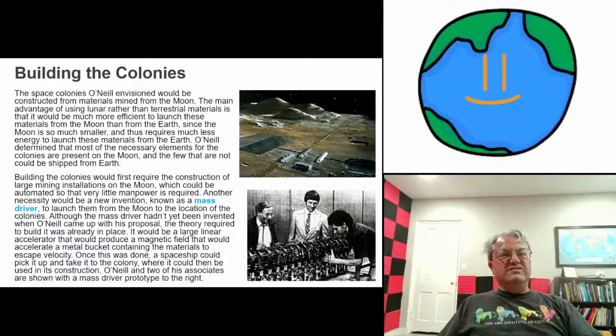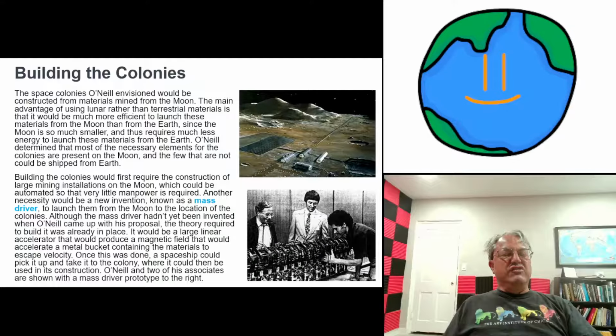So once we had these things, if you look at the picture on the top right, this is a picture of the lunar mining operation, and you'll notice there's a strip. I don't know if you can see that, but there's a long strip going away from the factory, I guess, in the front. And that would be where the mass driver is located. So it would be a long strip where the bucket would accelerate.